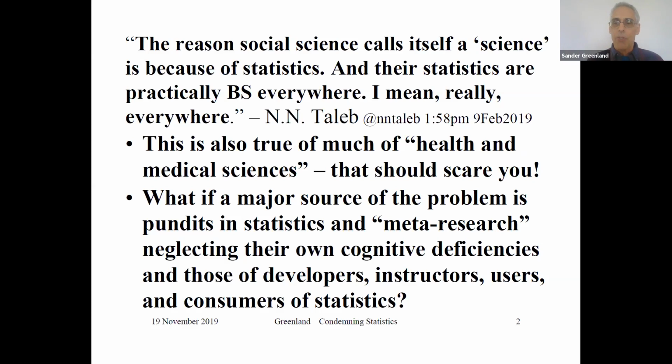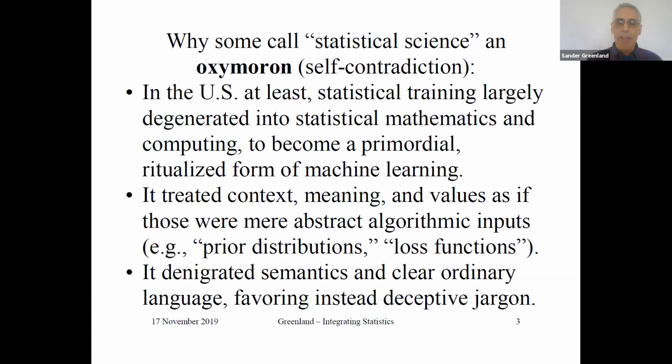So what if the major problem here is not the users? I noticed that the big theoreticians always say, I teach it right, let's blame the user. To me, it's almost like blaming the victims, and the users are victims of the system, as are the consumers. What if the major source of the problem are the pundits of statistics and meta-research, who are neglecting their own cognitive deficiencies and those of the developers of statistics, the instructors, the users, as well as the consumers?